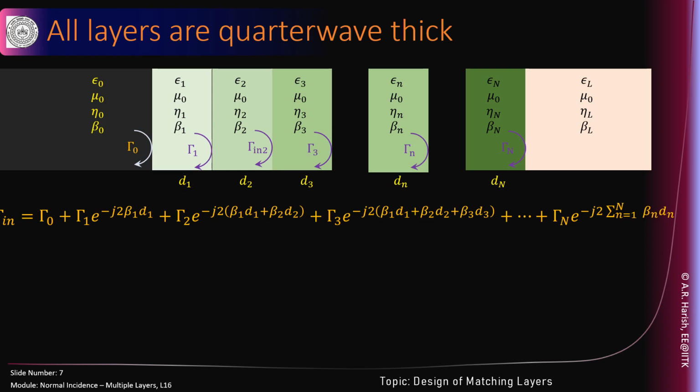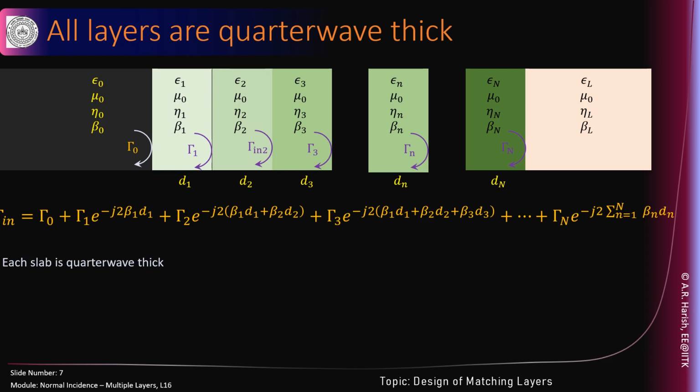For the first term, it was beta 1 d1. Second term was beta 1 d1 plus beta 2 d2. For the third term, it is beta 1 d1 plus beta 2 d2 plus beta 3 d3, and so on. The nth term will have n summations, beta n dn, summation n equal to 1 to N. Correct? Good. Now we have a nice, beautiful, long equation. We'll worry about it. We'll make it simpler in a moment.